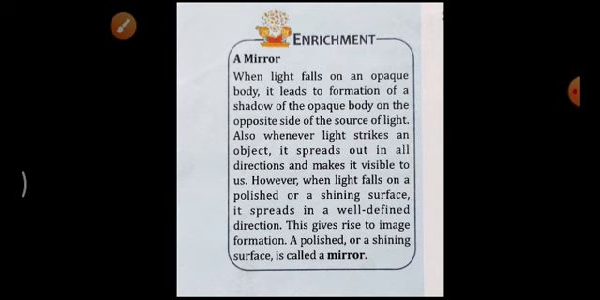So this gives rise to image formation, and in that case only there will be a chance for the formation of an image. So a polished or shining surface is called a mirror. Did you understand? Simple one only.